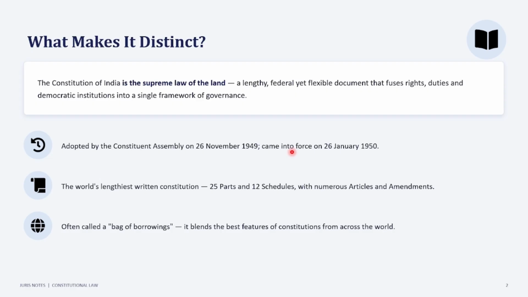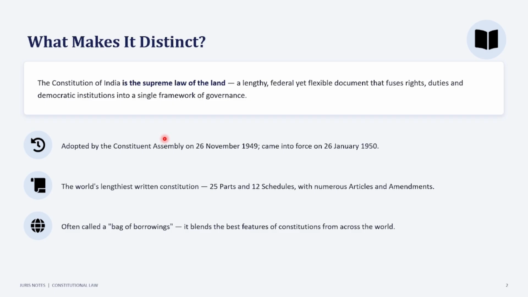What makes it distinct? Now, the first question is what actually makes the Indian Constitution distinct? First of all, the Constitution of India is the supreme law of the land. That basically means that every law and every exercise of governmental power has to operate within the framework of the Constitution. Our Constitution is a very detailed written Constitution. It brings together things like fundamental rights, fundamental duties, democratic institutions, and principles of governance within one constitutional framework.